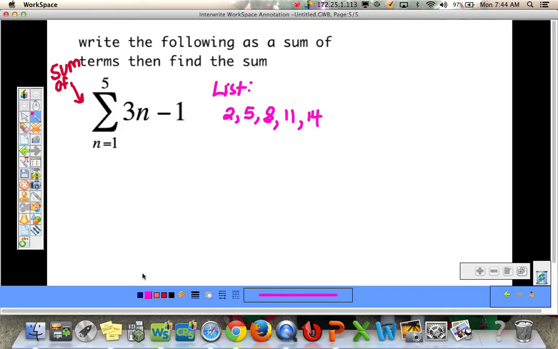So we could list them all out, and then for the series you would add these all together. So there's one way you could find the sum of a certain number of terms: list them all out, and add them together. Or we could use our formula.